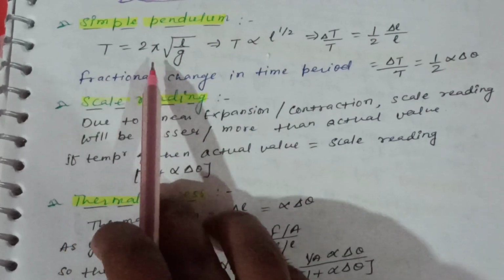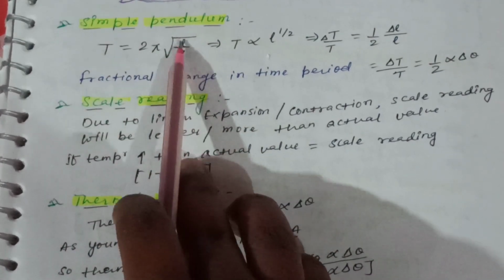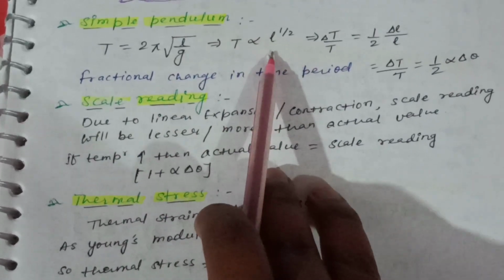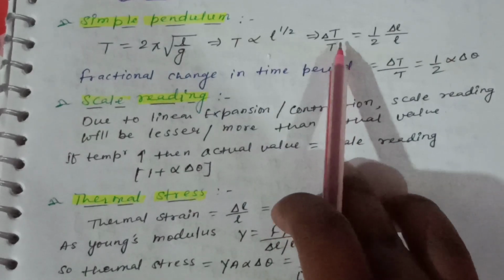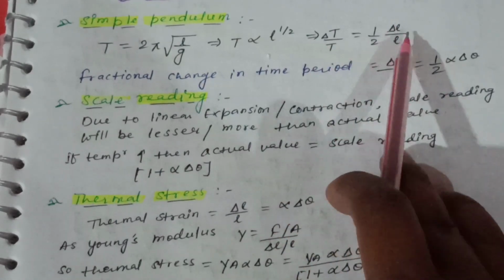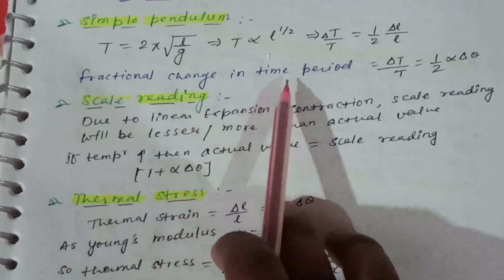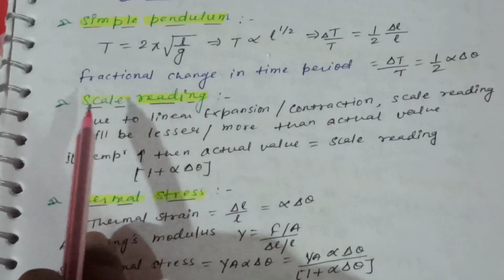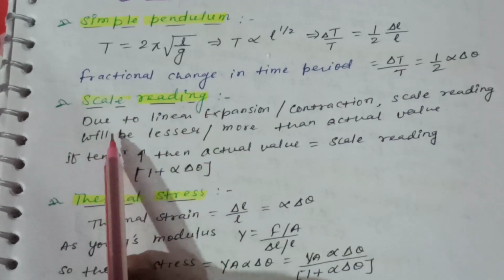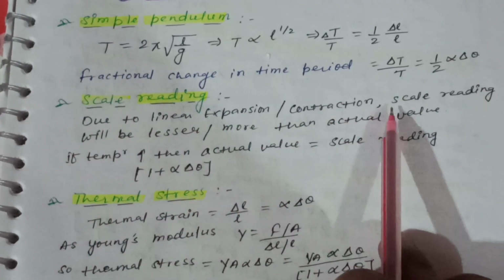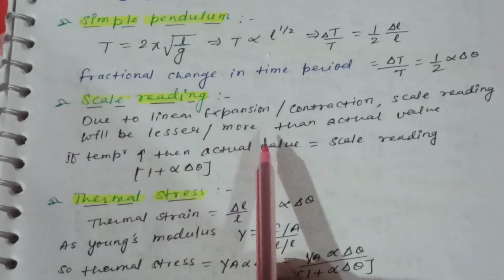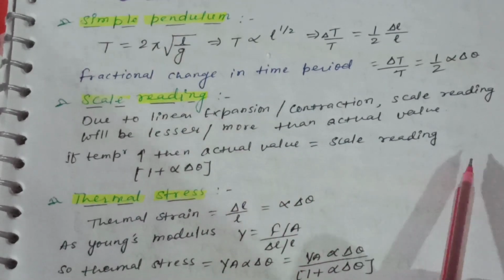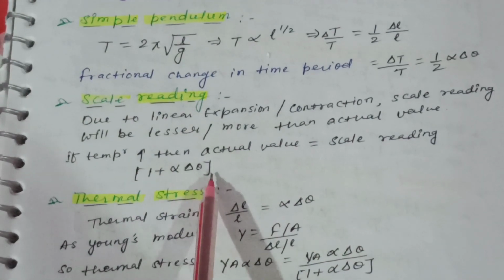Simple pendulum: T is equal to 2 pi under root L upon g. T is directly proportional to root L, so 1 upon 2 delta T upon T is equal to 1 upon 2 delta L upon L. Fractional change in time period: delta T upon T is equal to 1 upon 2 alpha delta theta. A scale reading due to linear expansion or contraction: the scale reading will be lesser or more than the actual value. If temperature increases, then the actual value is the scale reading times (1 plus alpha delta theta).